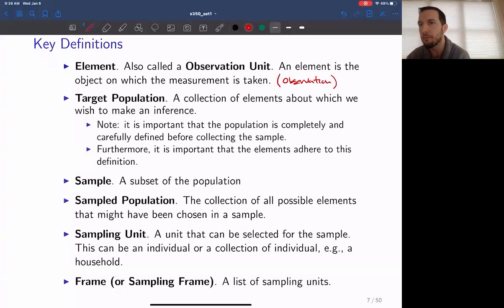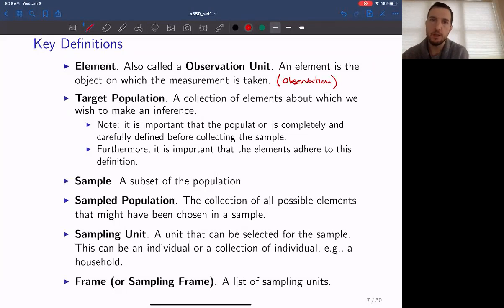Now, it doesn't have to be a person per se. It could be a car or a tire or a blender or a tissue box. I'm looking around my apartment right now, a vase. It could be any of these things, but whatever it is that we're interested in taking the measurement from would be considered the element.